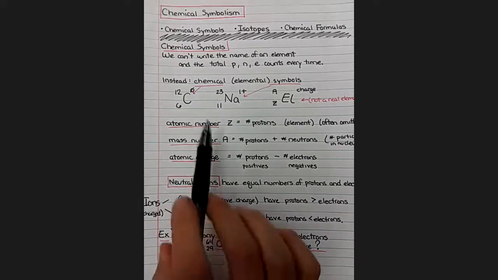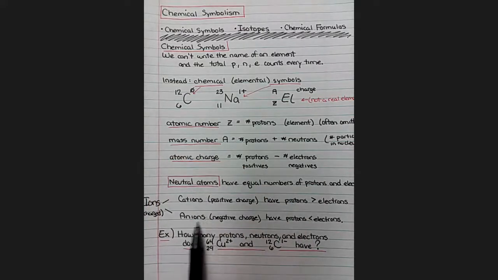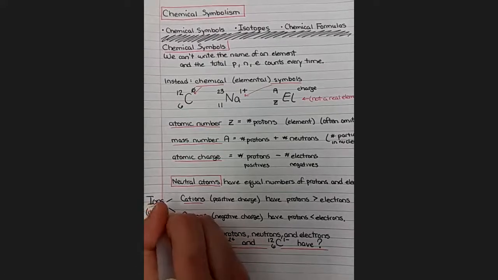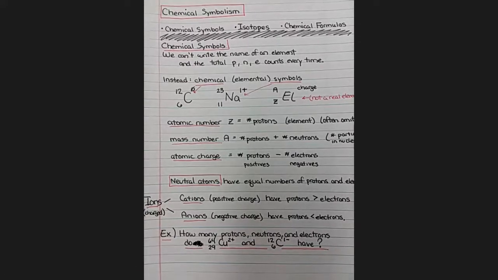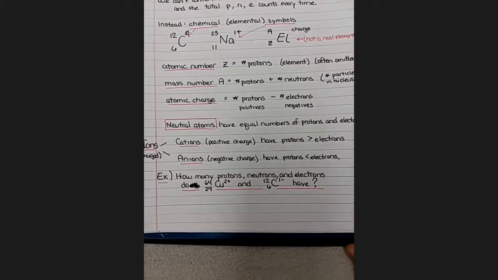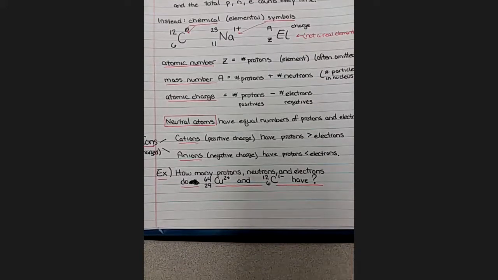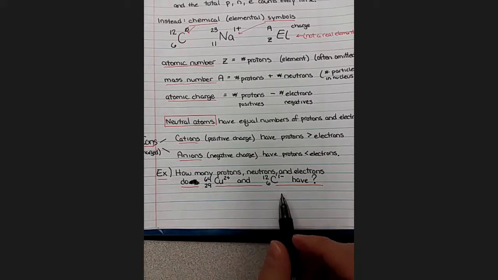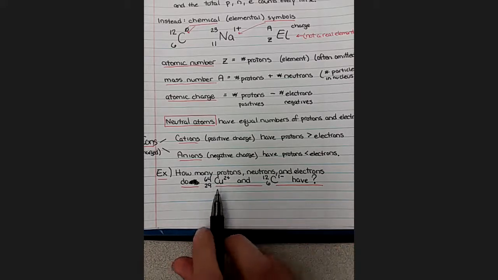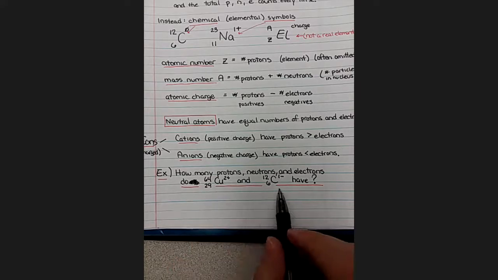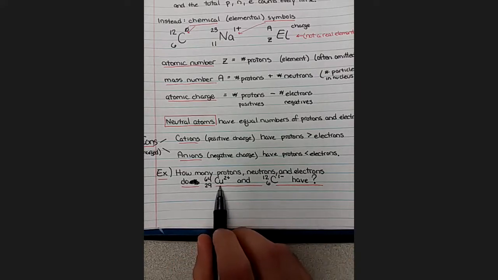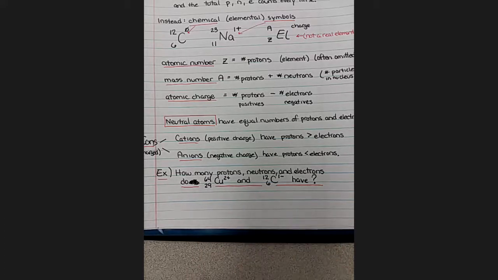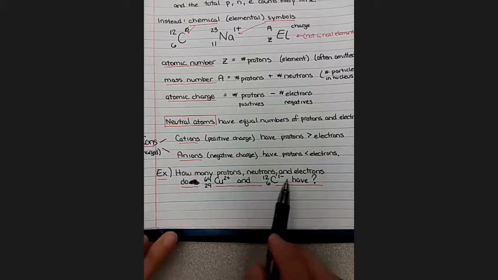Okay, so now we know how to use these three numbers and we know the definitions of these important words. So let's test our skills with an example. Feel free to pause the video and try this on your own before watching me do it. The example says, how many protons, neutrons, and electrons do these two atoms have? This copper-64 2 plus, Cu is copper, and this carbon-12 1 minus. So we've got to find protons, neutrons, and electrons for each.